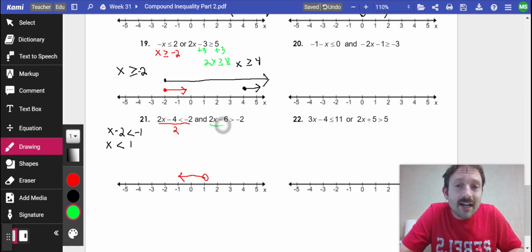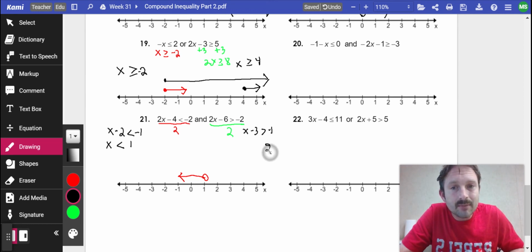All right, so if I divide this, I know everything here is a multiple of 2, so I can divide by 2 right here. So if I do that, I'll get x minus 3 is greater than -1. I can add 3 to both sides, and if I do that, -1 plus 3 is 2. So 2 is less than x. So x is greater than 2. So I know at 2, it's going to go this way.